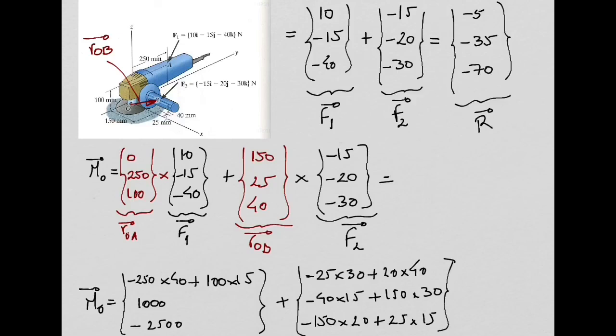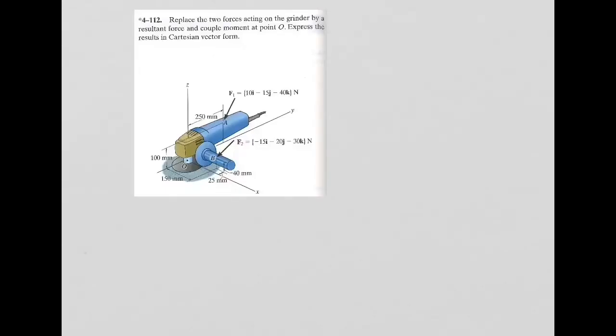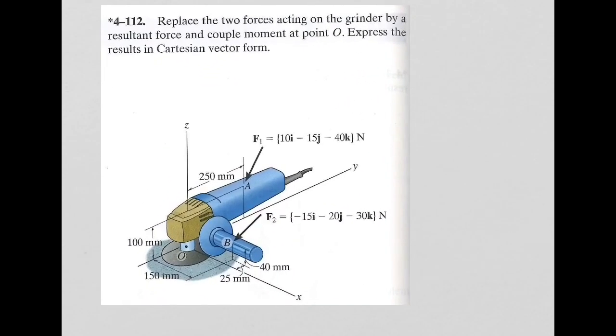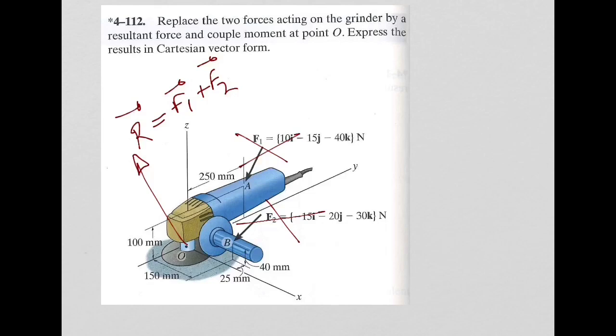Okay, so at the end, this means that you basically will replace this system. You will build an equivalent system where you don't have these forces applied at these 2 points, but instead of that you will have a resultant of the forces at point O, which is the summation of forces at that point. Basically this is F1 plus F2, like we did before. And then you will have a moment at point O, which is the moment produced by F1 and F2.